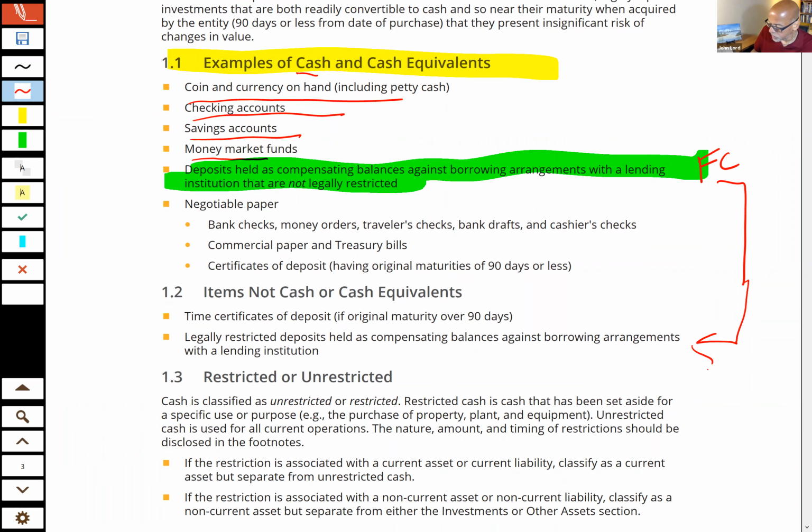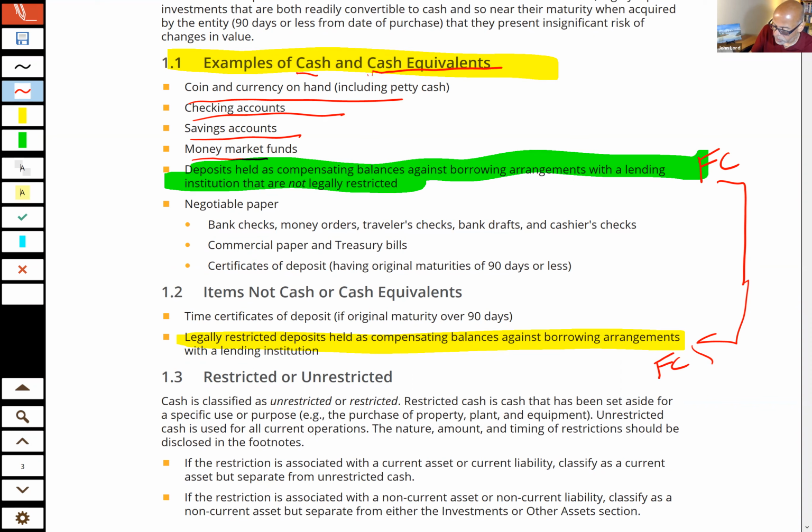Legally signed an agreement that you will not withdraw the full 100,000, then that cash is not considered cash. It is not considered cash. And so you would have to distinguish that as a deposit that you are legally restricted from withdrawing, and you would probably have to footnote that.